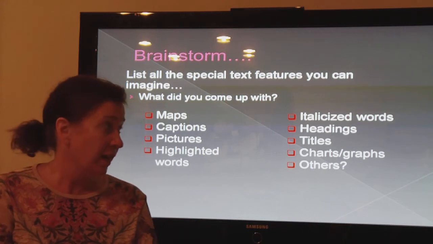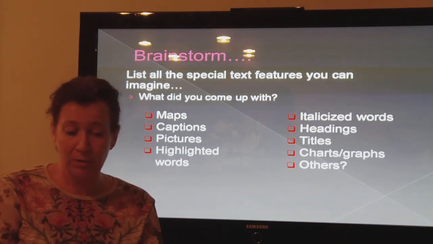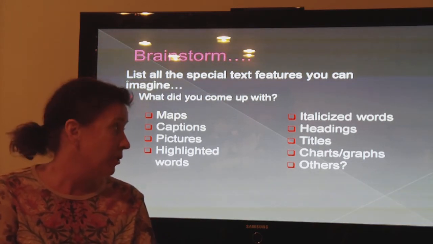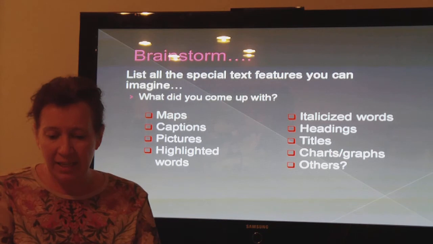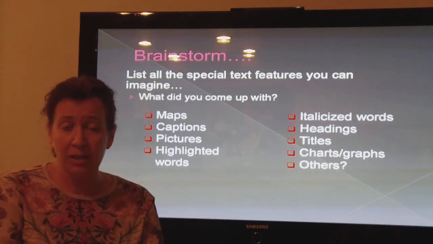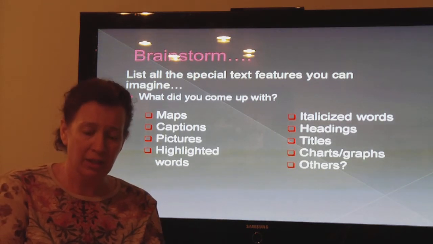Okay, by now you should have collected several. You should have maps, captions, italicized words, headings, titles, charts, graphs, highlighted words. All of that should be types of special text features that you should be looking for in your text.